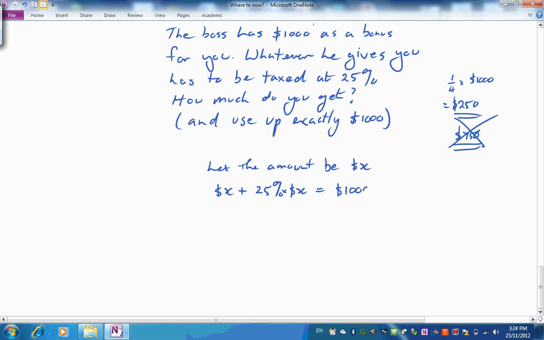Can you see why this one over here is wrong? It's finding 25% of the whole amount the boss has got. You're only taxed 25% of what you get. So you can't actually work it out yet because you don't know what you get. So algebra to the rescue. This line says, I will get a certain amount, which I don't know. Then when I add on 25% of that amount, not of $1,000, then the total must come to 1,000 because a boss only has 1,000. You've got to get the most you can and pay 25% of that to taxation.